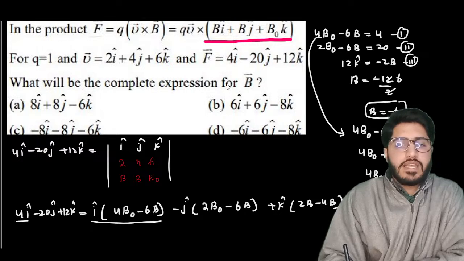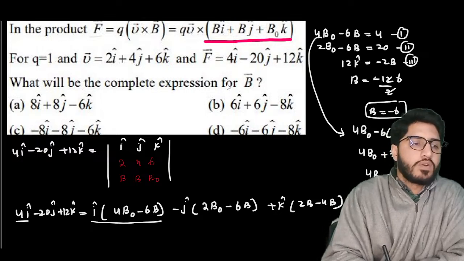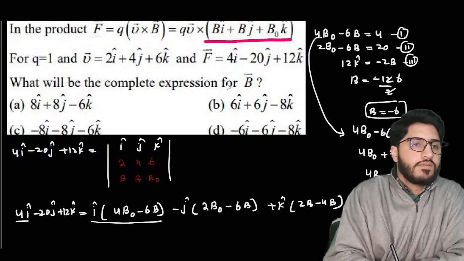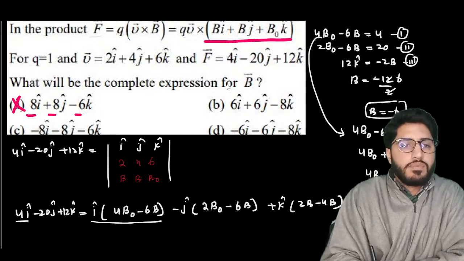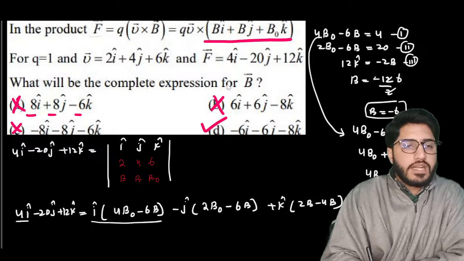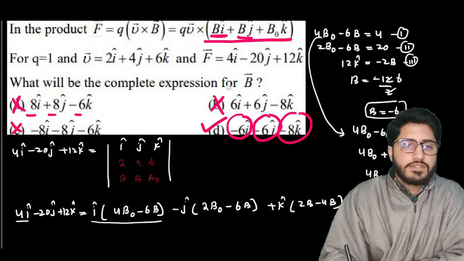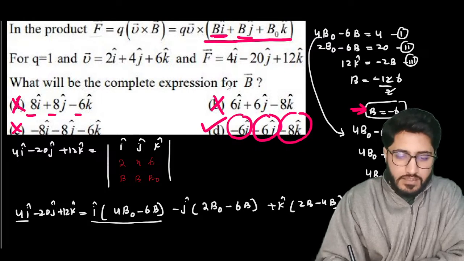Now B naught is minus 8, B is minus 6. So from these options, we have to find out the answer. Look, this is B naught, but B is minus 6. No, option wrong. B is minus 6, wrong, wrong. I think option D is correct. Yes, look now: B minus 6, B naught minus 8. Right? These are my answers. So we can get it now in this way, now done.